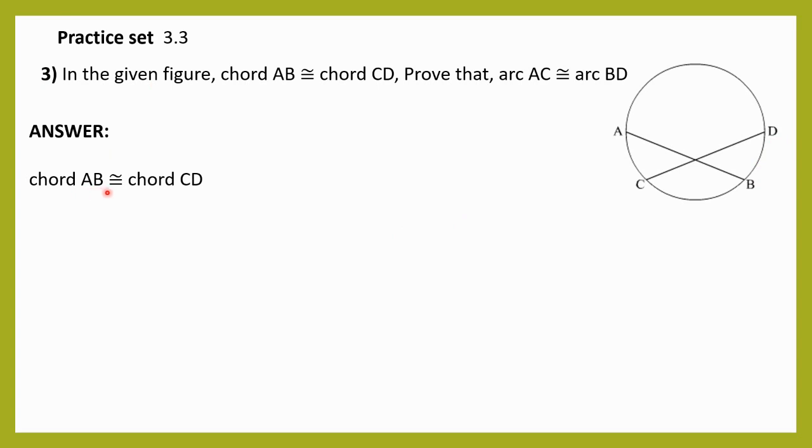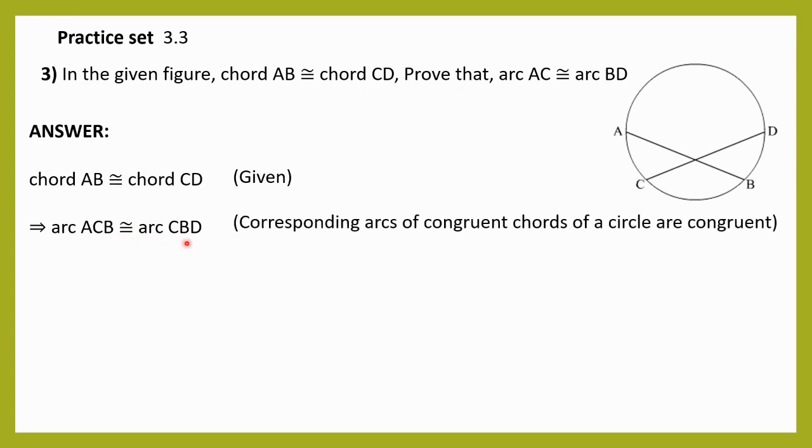Chord AB is congruent to chord CD, and this is given to us in the question. Arc ACB will be congruent to arc CBD. The reason being, corresponding arcs of congruent chords of a circle are congruent. So if the chords are congruent, their corresponding arcs will also be congruent.